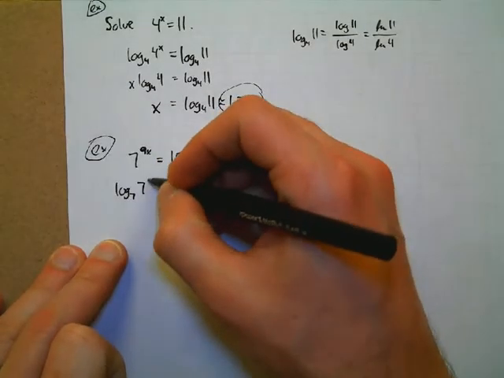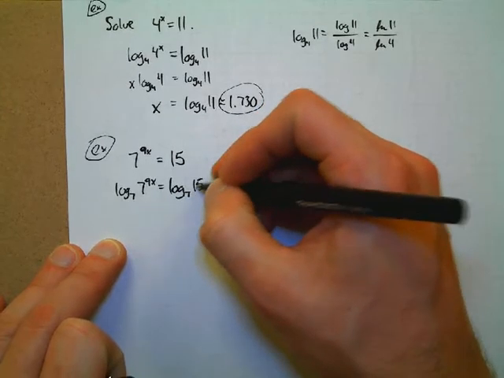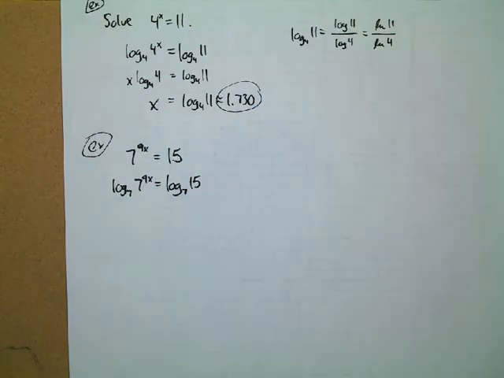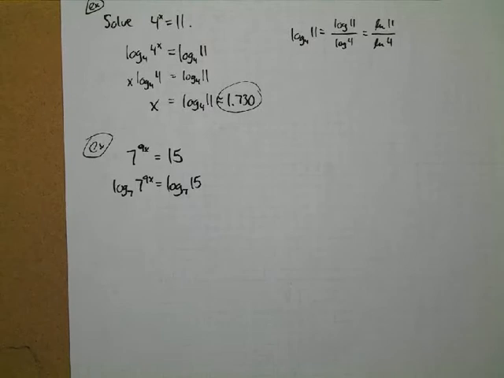What will this left-hand side simplify to be? Not x, not just x. 9x, right, because the entire exponent comes down. So it's actually just going to equal 9x. And again, that's equal to log base 7 of 15. Okay?